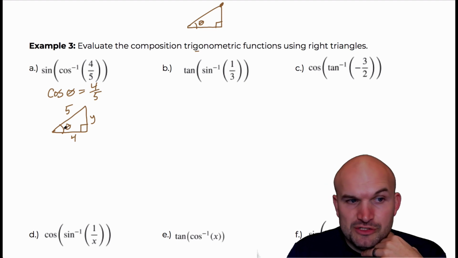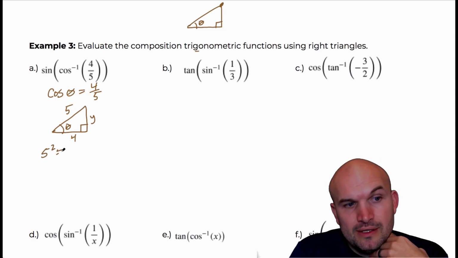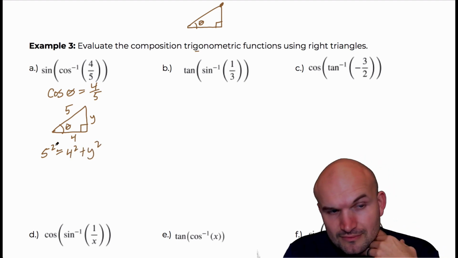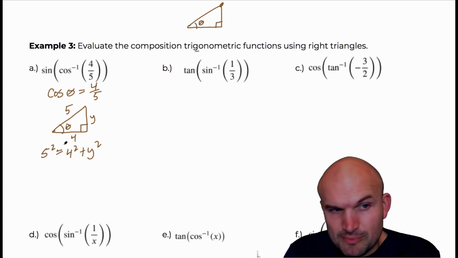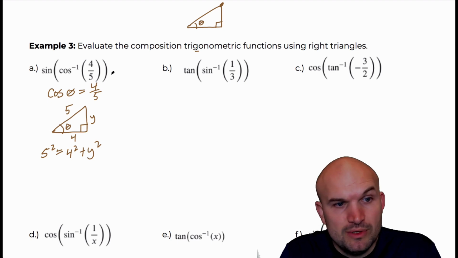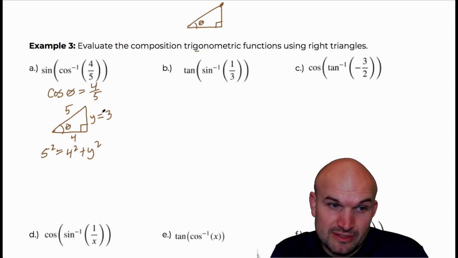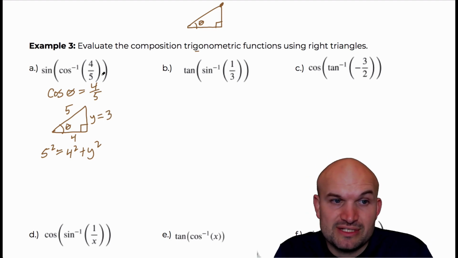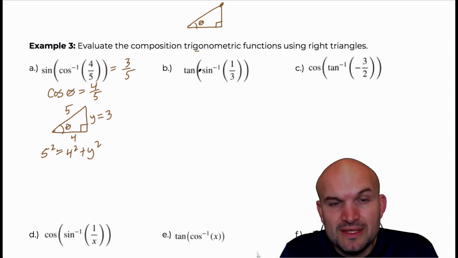So now I'm just going to use the Pythagorean theorem to figure that out. So I'll do 5 squared is equal to 4 squared plus y squared. And you could either do the Pythagorean theorem, or you could also see that this is a Pythagorean triple. So therefore, y is going to be equal to 3. So the sine of this angle is going to be 3/5. Okay, now let's do another one.